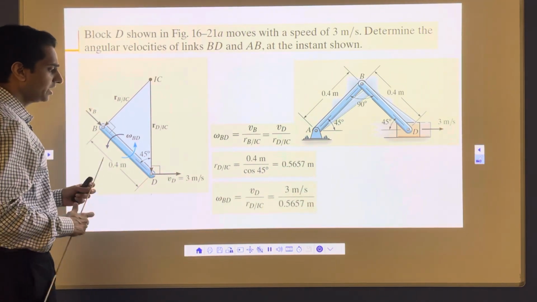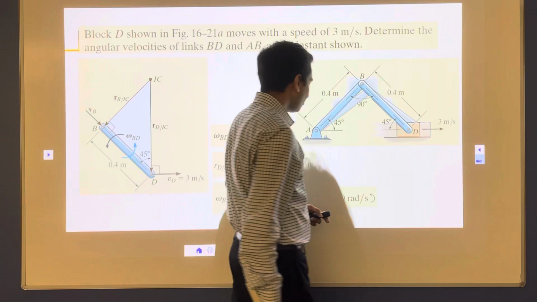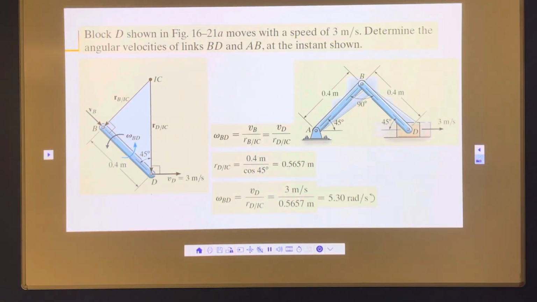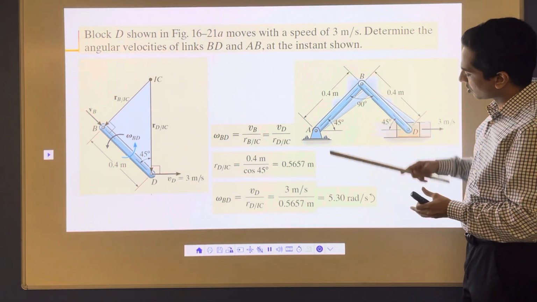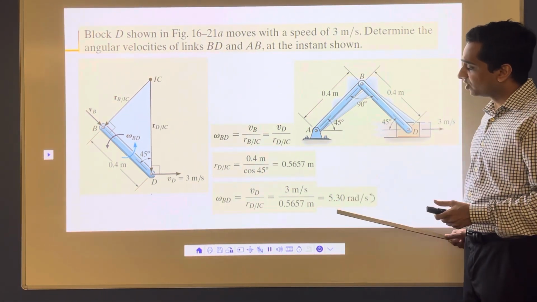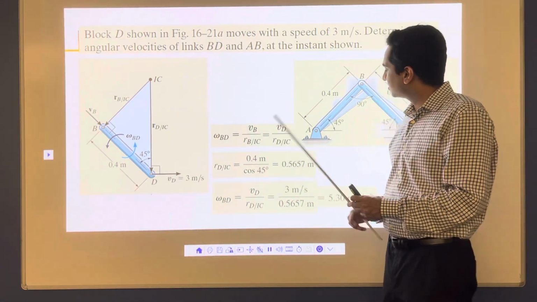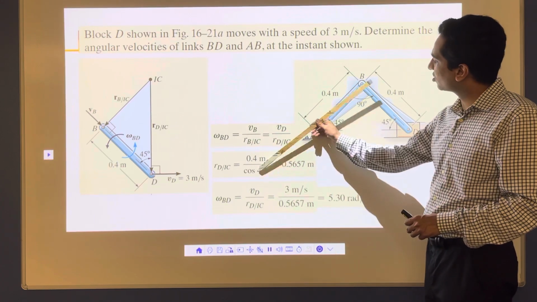So I do that, 3 divided by 0.56 meter, and the final answer I'll get is 5.3 radian per second. And that is going in the anti-clockwise direction. So I'm going to put that direction here, and you are done with the problem. That's the first part. The second part, we want to find the velocity of this link AB.